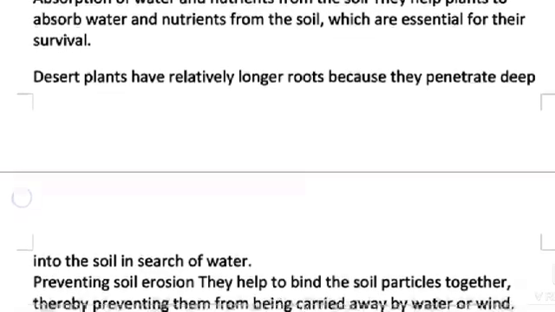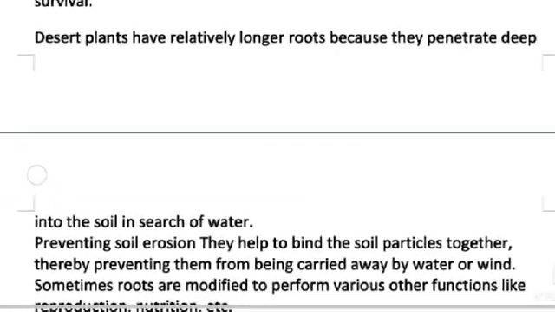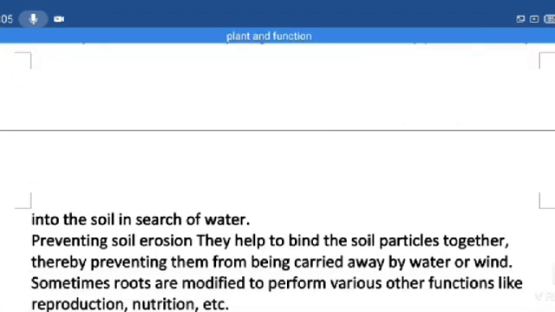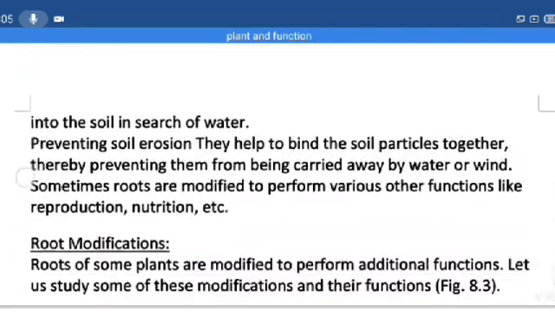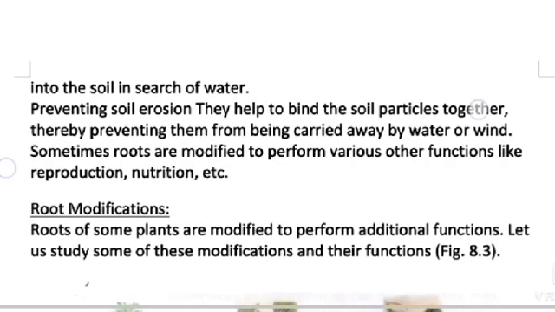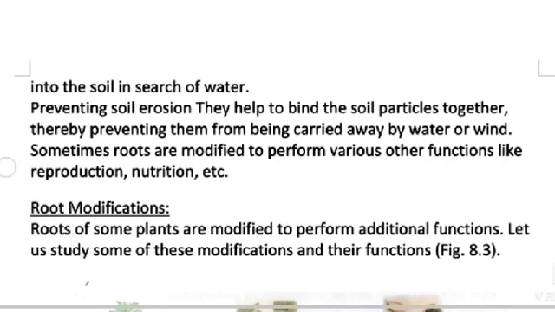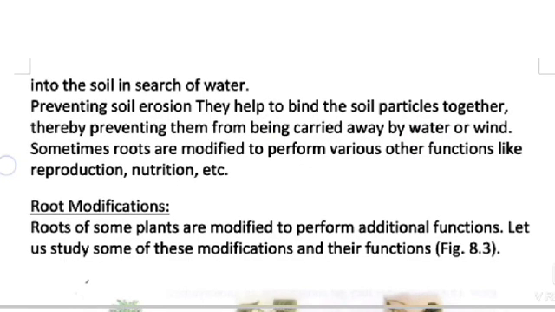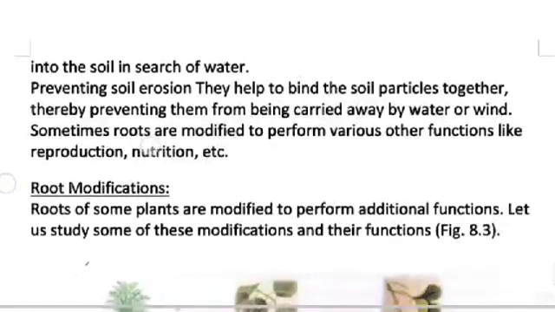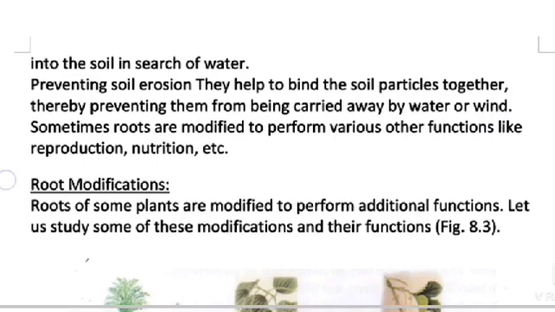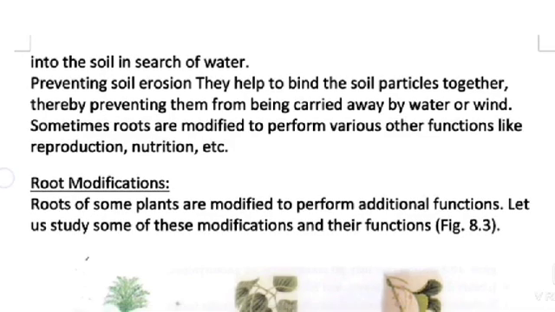Desert plants have relatively longer roots because they penetrate deep into the soil in search of water. Preventing soil erosion: roots help to bind the soil particles together, thereby preventing them from being carried away by water or wind. Sometimes roots are modified to perform various other functions like reproduction and nutrition.